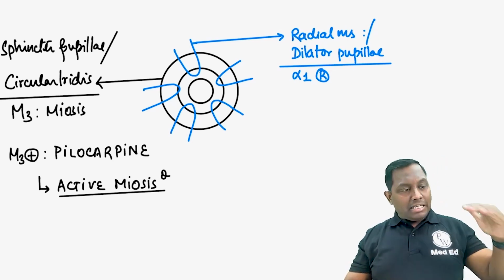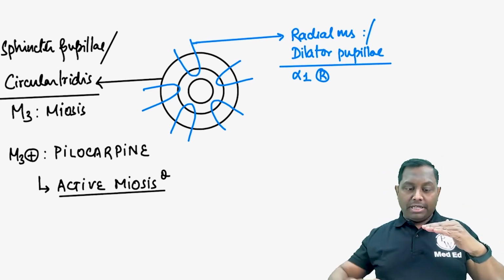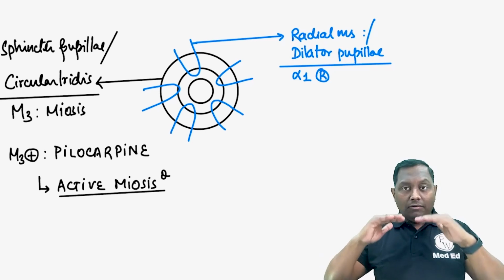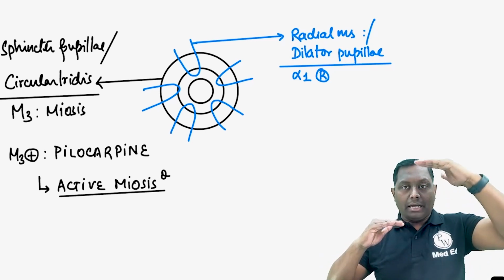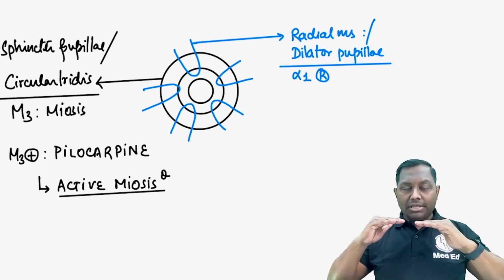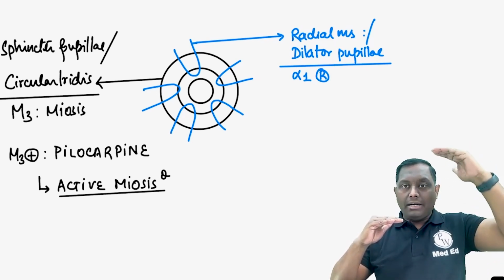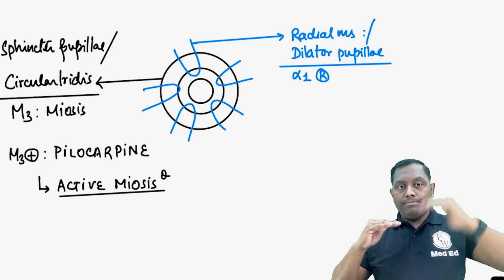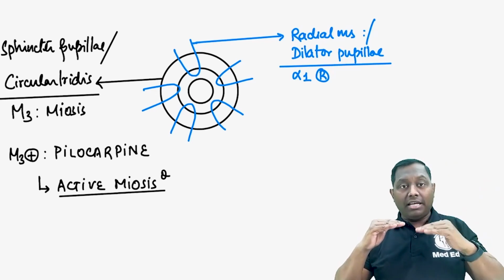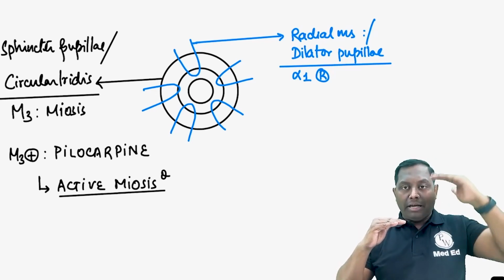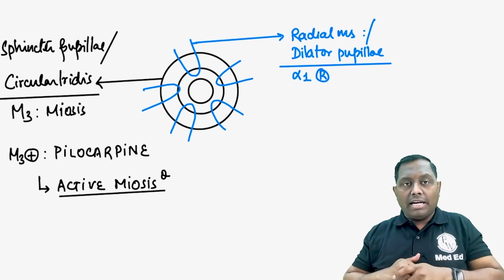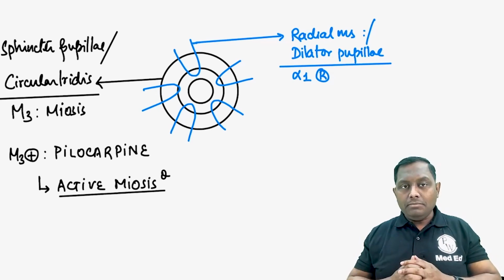When the parasympathetic is causing miosis, the sympathetic is causing mydriasis; at a time any one will be working. And if you are going to increase the activity of the parasympathetic, you are going to cause active miosis. Sorry, if you give the parasympathetic active miosis, you are going to increase the miosis and the contraction of the circular iris muscle.